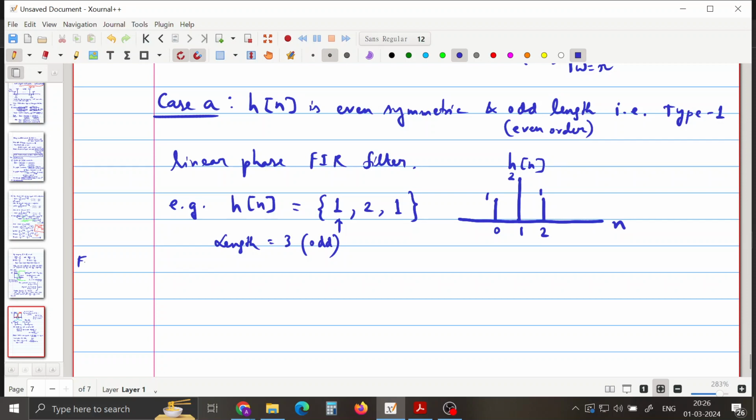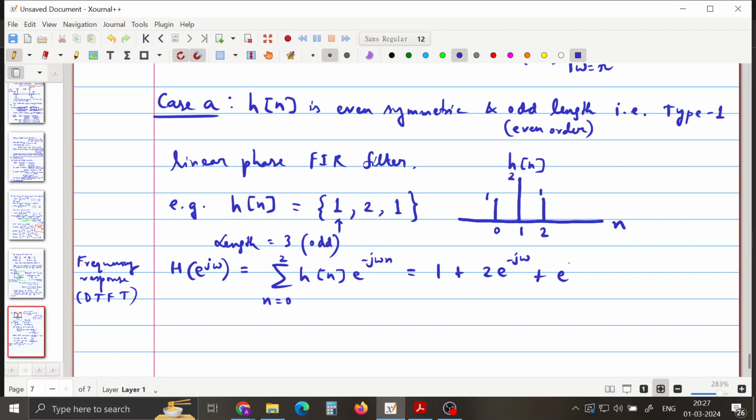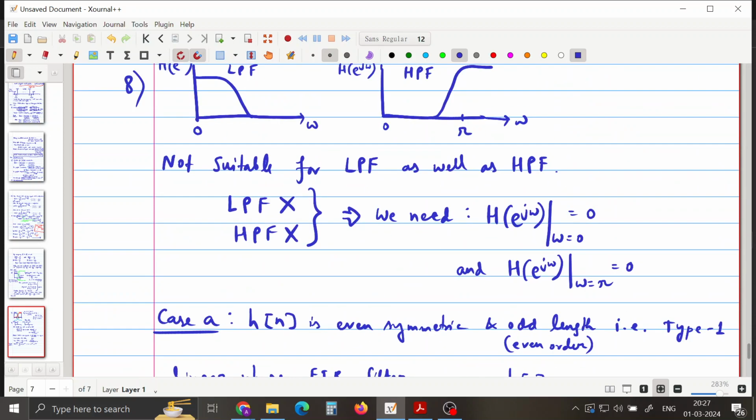Now its frequency response, if you calculate, is nothing but the DTFT, discrete time Fourier transform, of h of n. That is capital H of e power j omega, which is the summation over n of h of n e power minus j omega n, where small n runs from 0 to 2 because we have taken a length 3 sequence. So you get 1 plus 2 times e power minus j omega plus e power minus 2j omega.